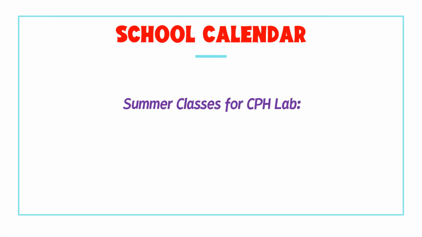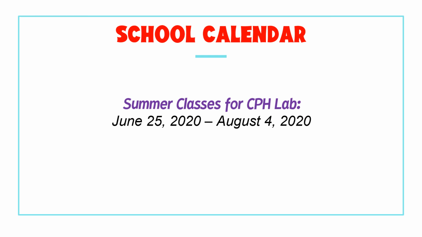Now, take note that your summer class will start today, June 25, and will end on August 4. It was somewhat extended since your summer class was supposed to start on June 22, but since your enrollment was extended, the end of your summer class was extended too.